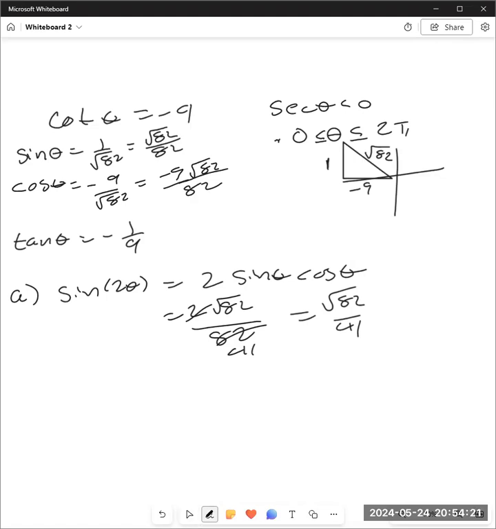And I forgot to multiply by cosine. Cosine is negative 9 over root 82. So that will cancel and leave me with negative 9 over 41. That's what I wanted.